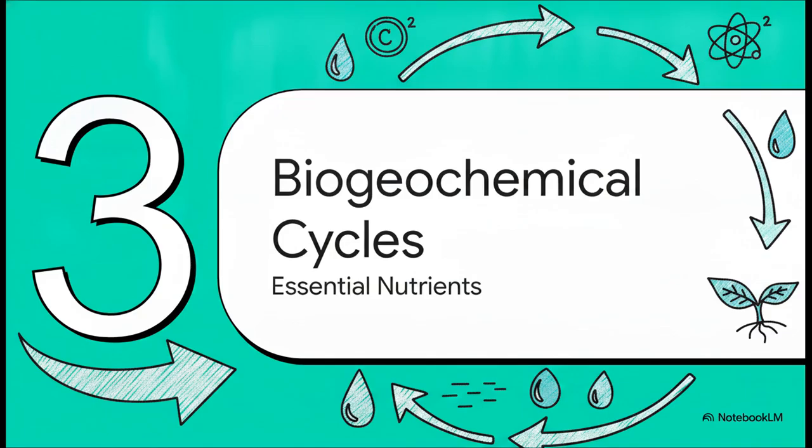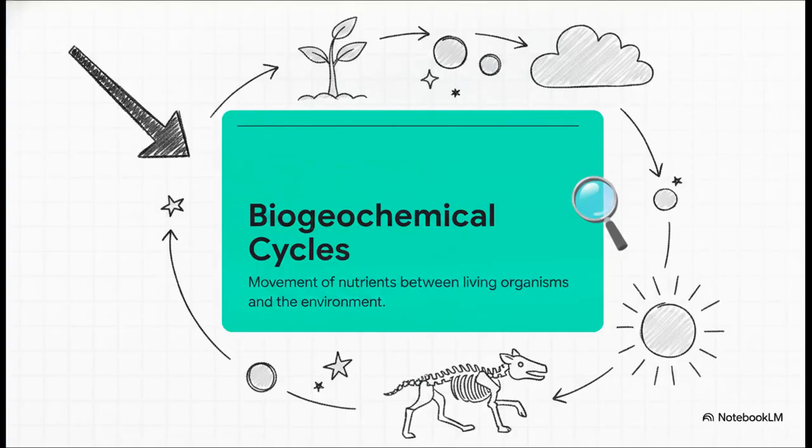Shifting gears a bit, Section 3, Essential Biogeochemical Cycles. So what are they? Biogeochemical cycles are basically defined as the movement of nutrients between living organisms and the environment. See, energy flows through a system and gets lost as heat, but nutrients? Nutrients are the Earth's natural, life-sustaining recycling system.